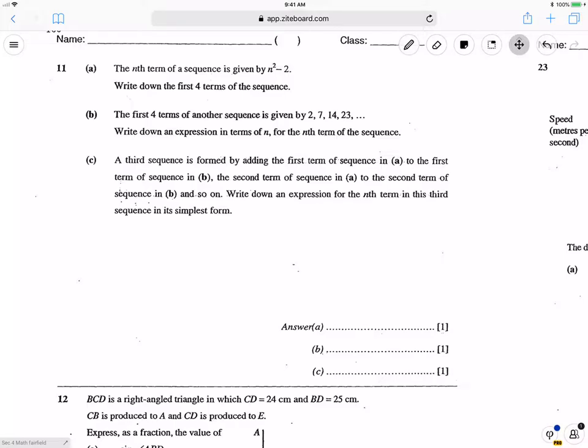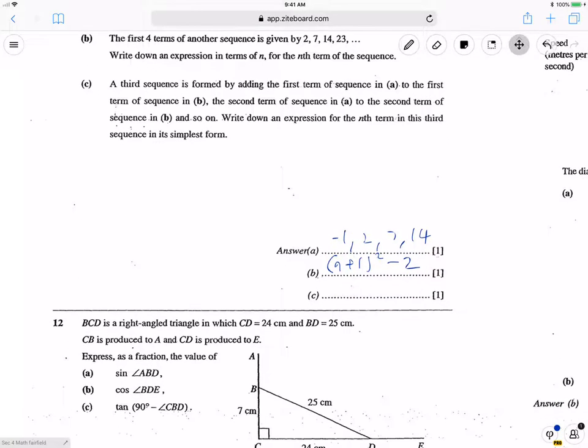Part 1. Write down the first four terms. Minus 1, 2, 7, 14. Followed by n plus 1 squared minus 2. And part C: 2n squared plus 2n minus 3.